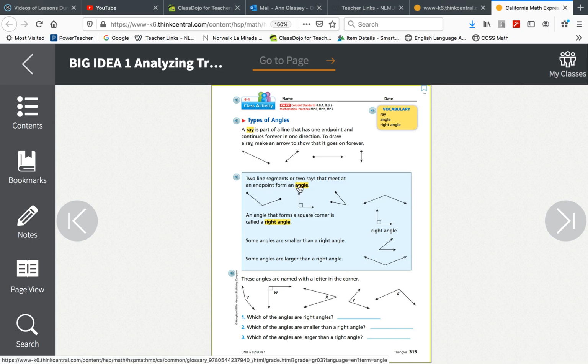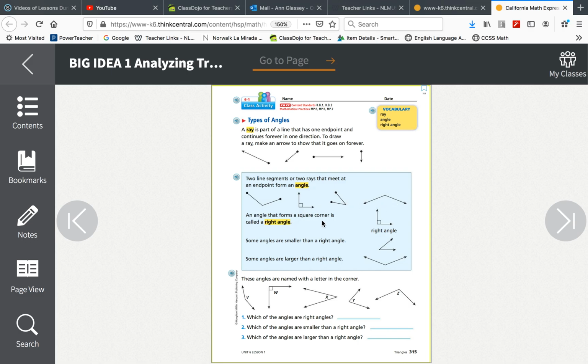Two line segments or two rays that meet at an endpoint form an angle. So this is a segment. It has a dot, no arrow. And this is a segment. It has a dot, no arrow. And where they meet is called an angle. Or you can have two rays that do go on forever that meet at an angle.